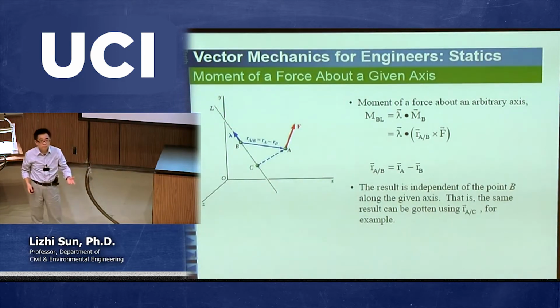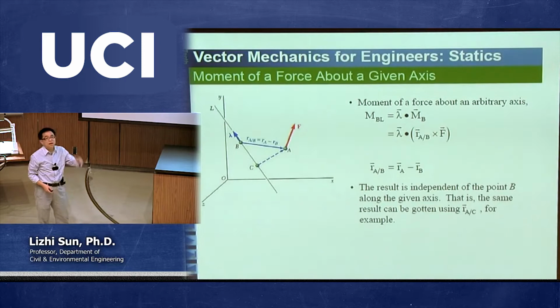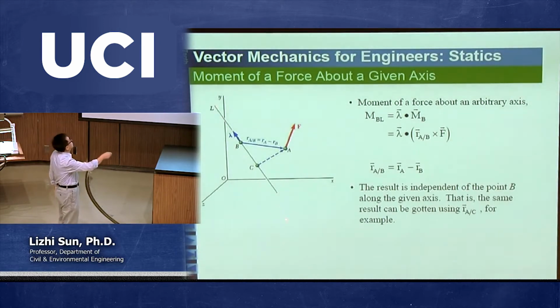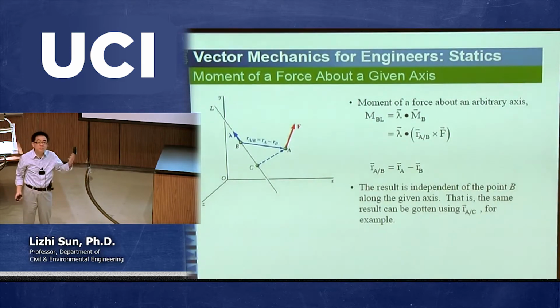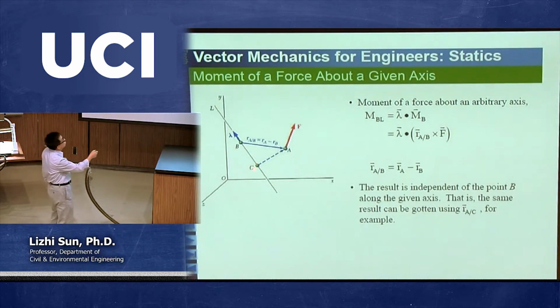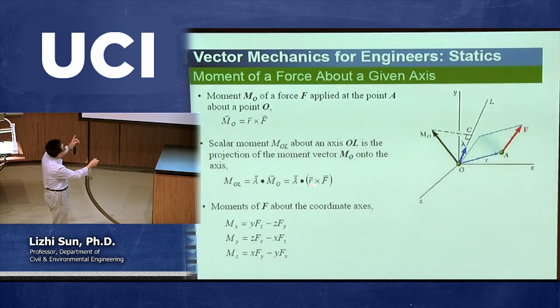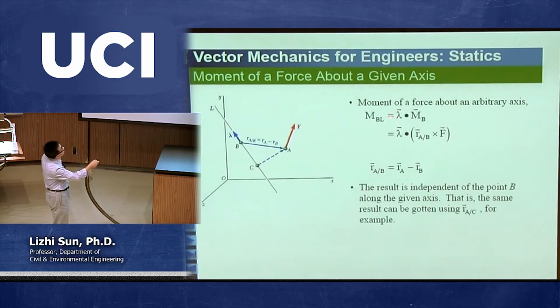So what you need to do is to first randomly pick a point on this given axis. You say, well, I can choose many points. Yeah, any point you want. The final answer is the same if you do it correctly. So for example, you want to choose point C. No problem. Then you need to follow the definition: lambda dot R cross F, right? So first of all, you need to identify lambda, which is the unit vector of this straight line. Assuming we know lambda, we then need to dot with the moment of this force about point C.